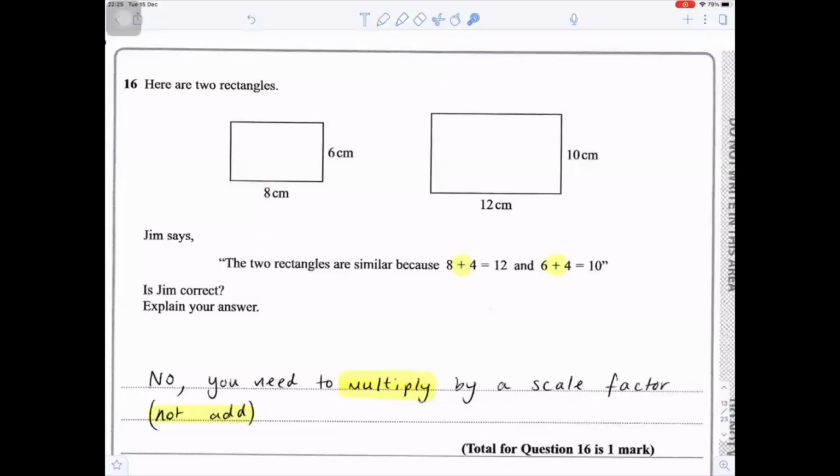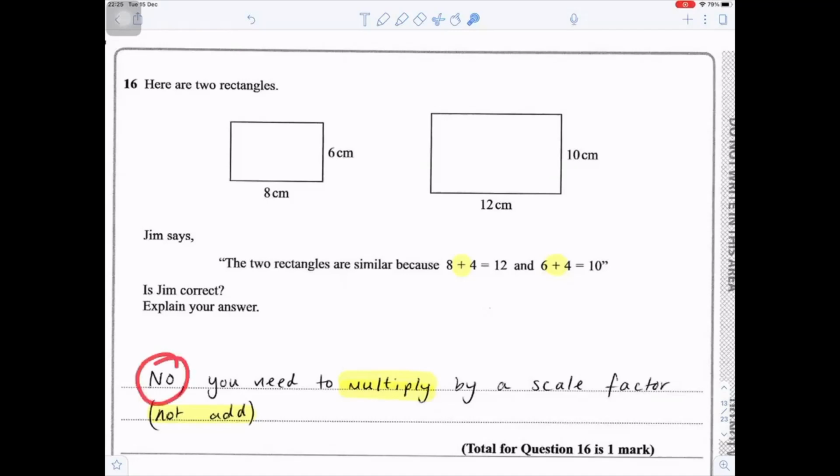Question number 16. Here are 2 rectangles. Jim says the two rectangles are similar because 8 plus 4 is 12 and 6 plus 4 is 10. So 8 plus 4 gives you 12, and 6 plus 4 gives you 10. Is Jim correct? Explain your answer.